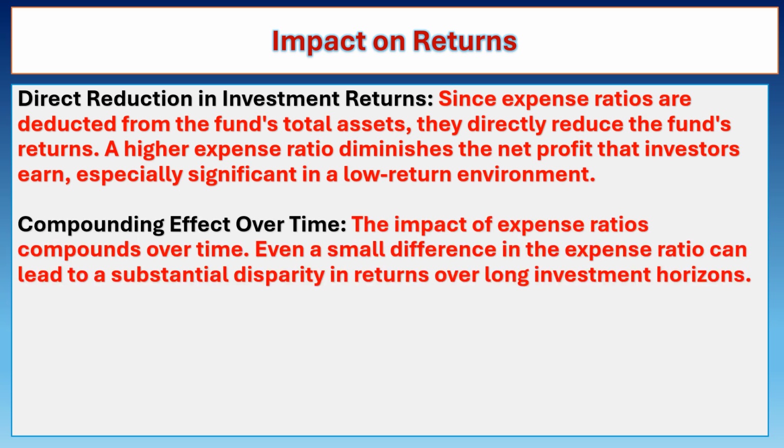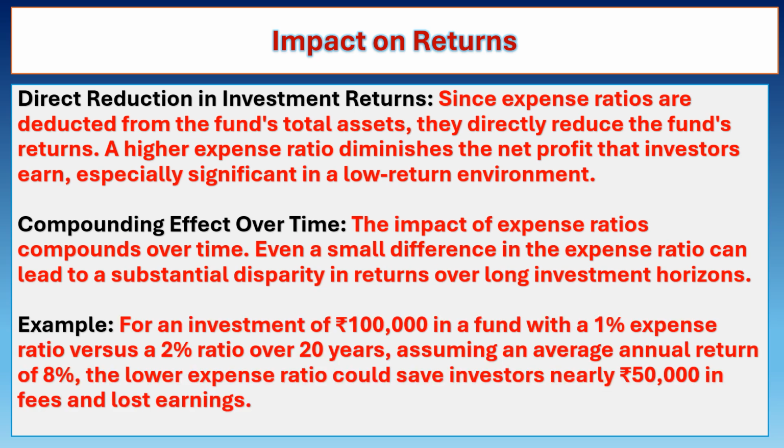Compounding effect over time. The impact of expense ratios compounds over time. Even a small difference in the expense ratio can lead to a substantial disparity in returns over long investment horizons. For example, for an investment of 100,000 in a fund with a 1% expense ratio versus a 2% ratio over 20 years, assuming an average annual return of 8%, the lower expense ratio could save investors nearly 50,000 in fees and lost earnings.